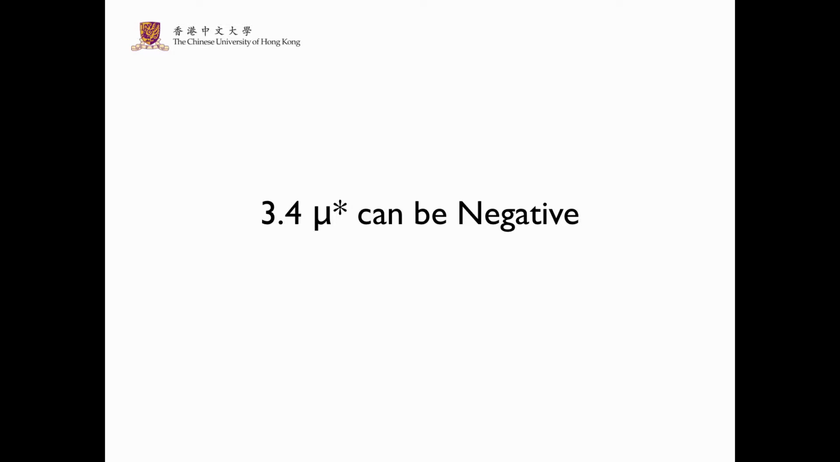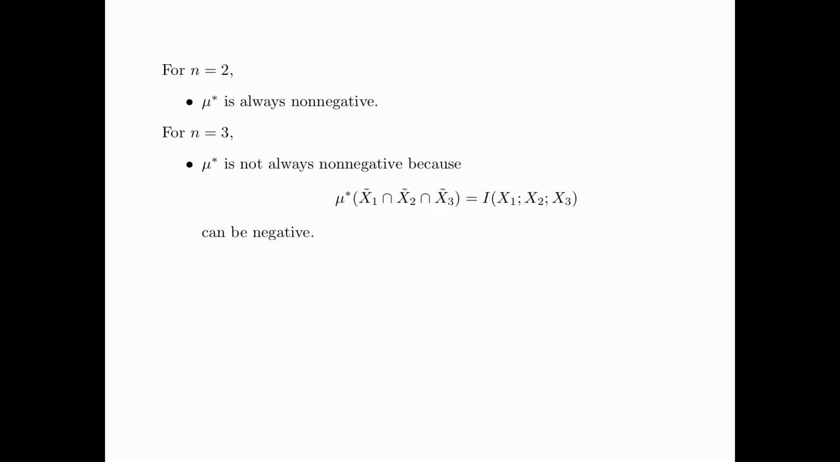We have constructed the I measure mu star, which is consistent with all Shannon's information measures. In this section, we are going to show that mu star can be negative. We are going to show that for n equals 2, mu star is always non-negative. For n equals 3, mu star is not always non-negative because the quantity mu star x1 tilde intersect x2 tilde intersect x3 tilde, which in information theoretic notation is I(x1; x2; x3), can be negative.